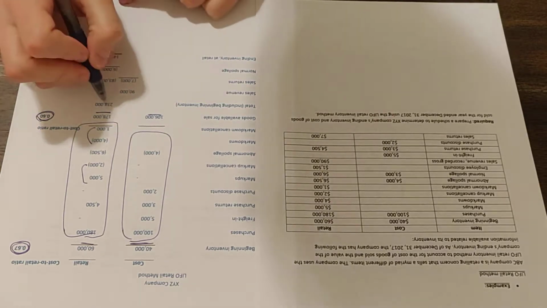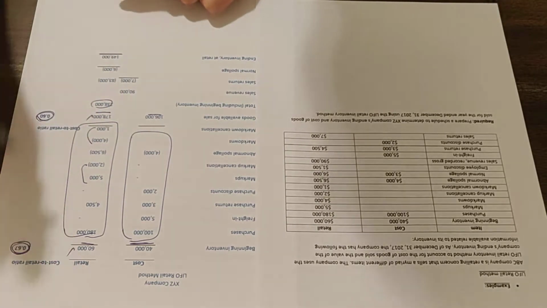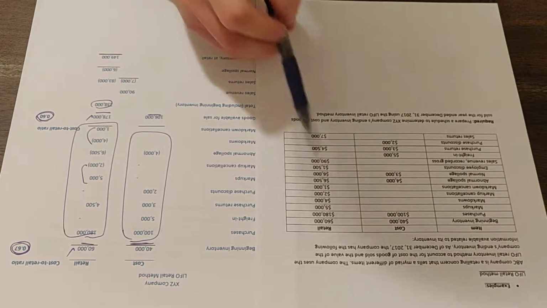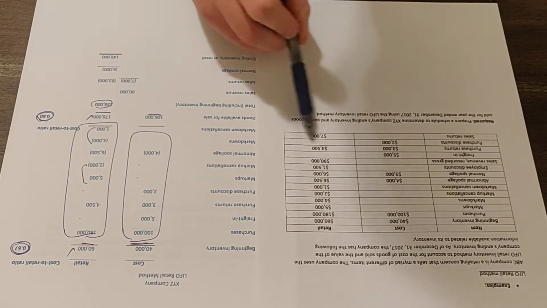Then we want to total up everything, which means 178 plus 60 to get to 238, because we're going to need that later on. Then sales revenue is 90. It tells us that right there. Sales returns we subtract out.